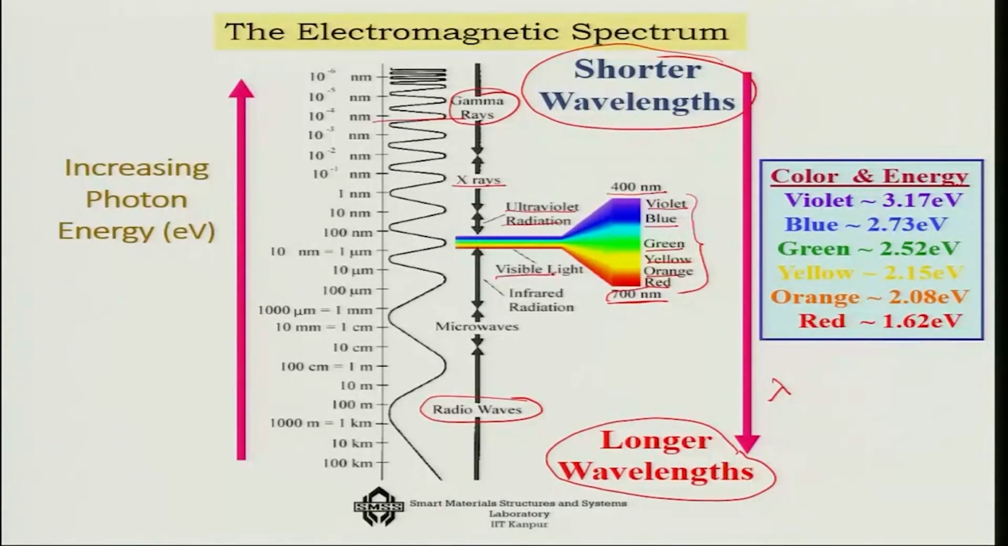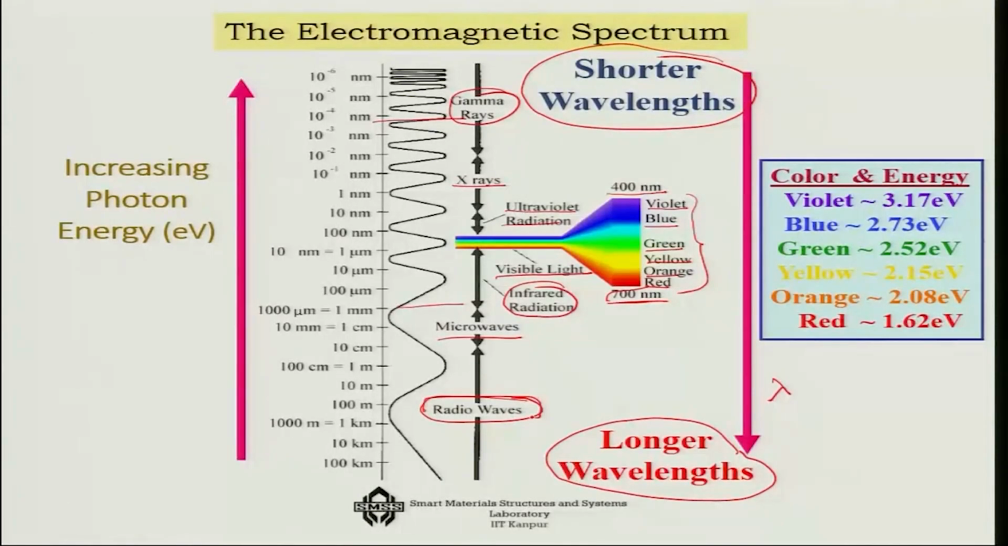Then once that wavelength further increases, we come to the infrared radiation types, and that goes somewhere up to millimeter level. If the wavelength is even more, then we come to microwave, and if it increases further from the meter level to kilometer level, then we come to the radio waves.